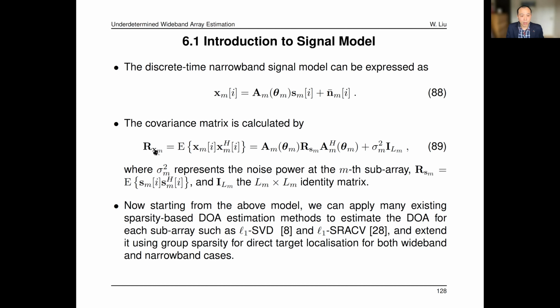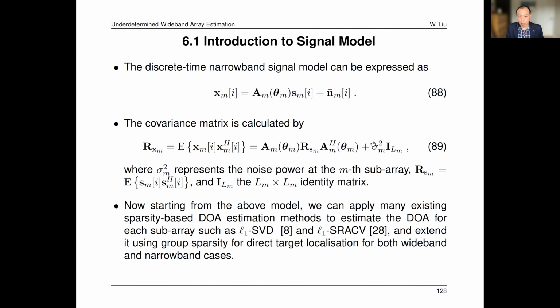And then we do the standard operations, so we can calculate the covariance matrix. It's given by this. And in this part, sigma_m squared is the noise power, okay? And this is the covariance matrix of the source, okay?